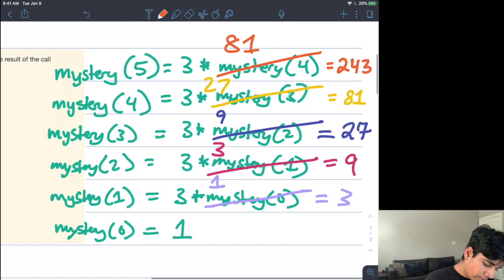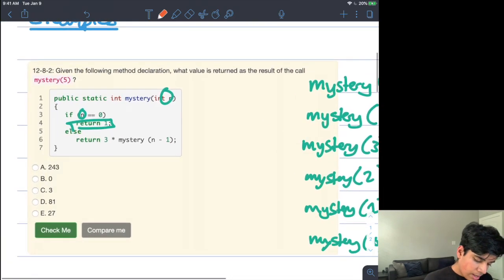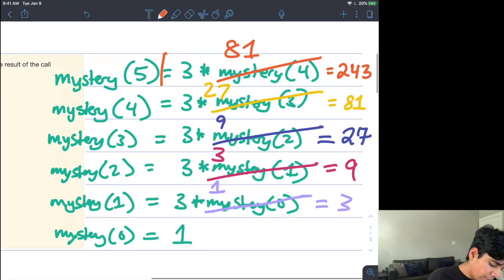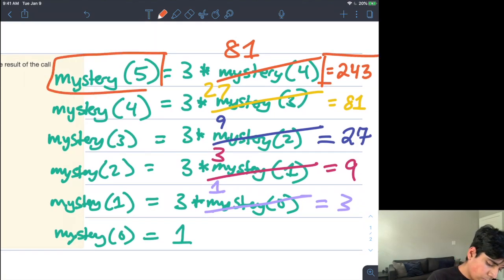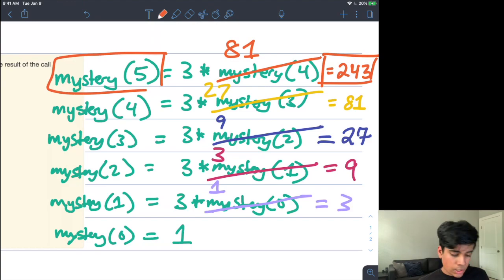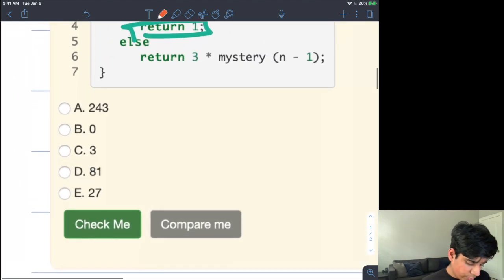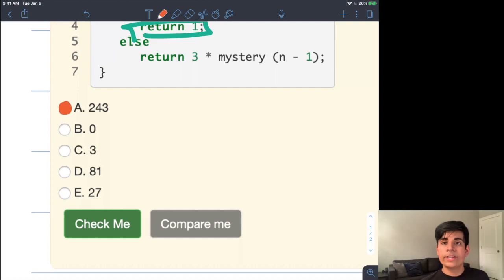So if you look, what we've done is it said over here, given the following method declaration, what is the value returned as the result of call mystery 5? And now we have said over here that mystery 5 is going to be equal to 243. So in our answer choices, 243, 03, 81, 27, the correct answer would be, right over here, 243.